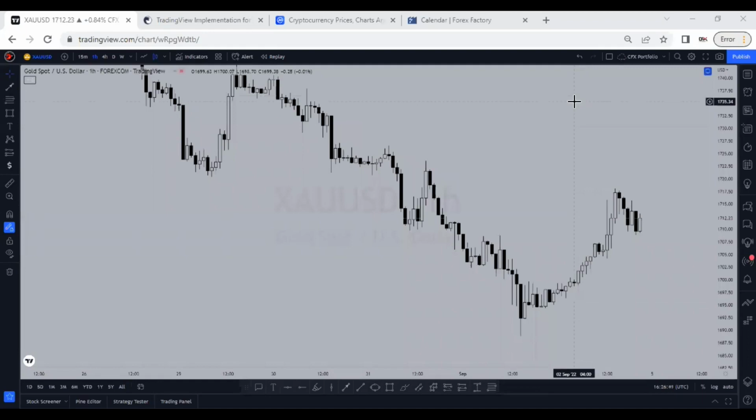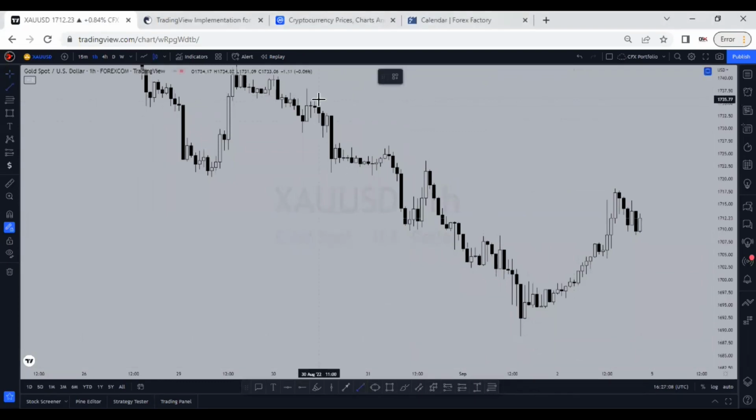Before we even start with our analysis, please note that everything that we are going to do will be based on the 1 hour and the 15 minutes time frame. Mostly we are going to determine our direction on the 1 hour, and our execution will be on the 15 minutes. What I mean by that is the confirmation will be on the 15 minutes mostly, and the direction will be on the 1 hour. All right, so let's proceed.